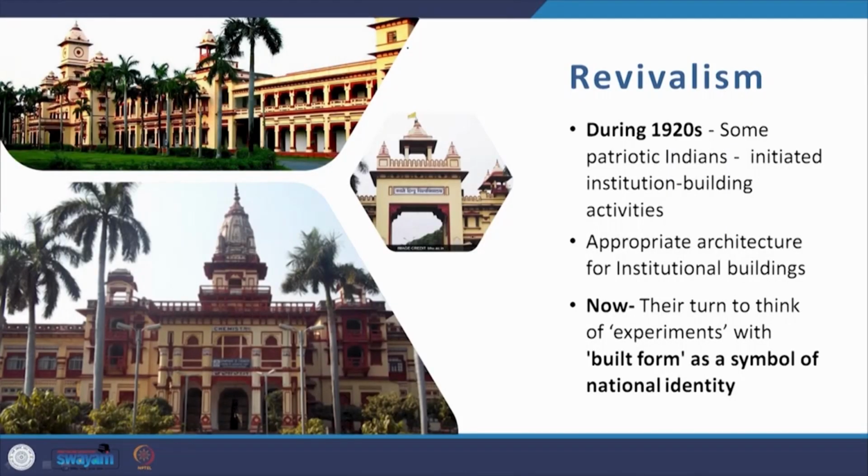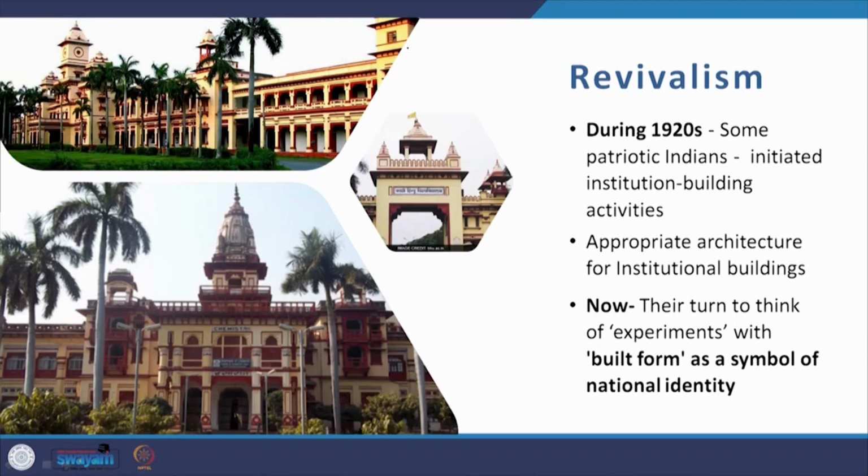Let's come to revivalism, and I'll just give you a glimpse of it here, then come back to talk about it in greater detail. During the 1920s, some patriotic Indians during the Indian struggle for independence initiated institution building activities and appropriate architecture for institutional buildings in India, for example Banaras Hindu University. And now it was their turn to experiment with built form as a symbol for national identity.